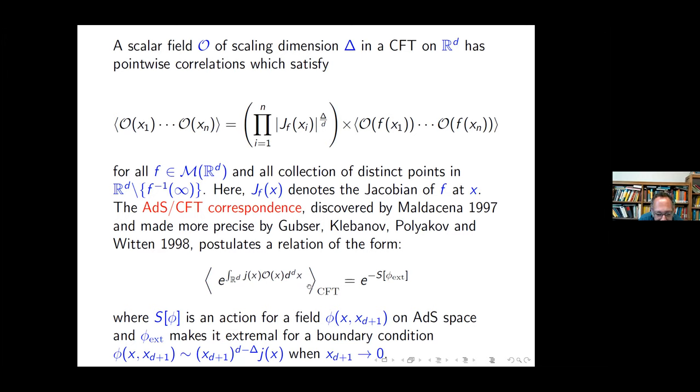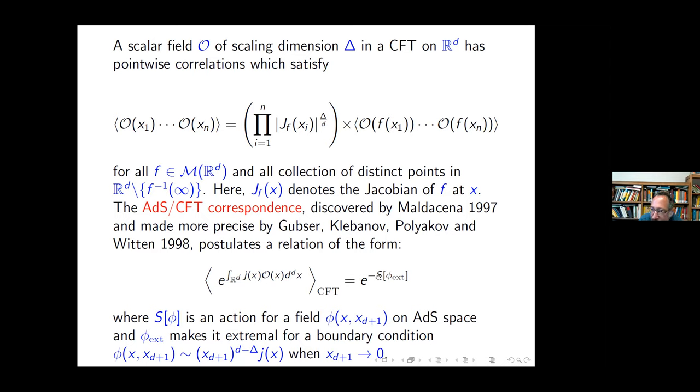Well, the correspondence says that this should be equal. Here it's in a certain limit, the so-called semi-classical limit, but it should be essentially equal to exponential minus S of phi X.